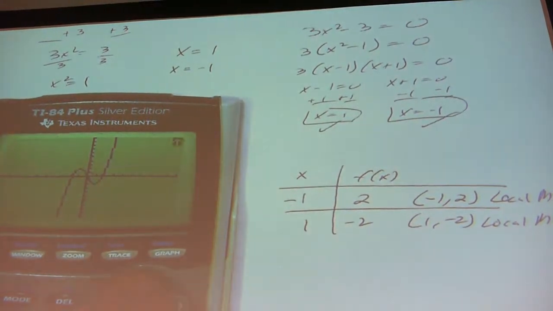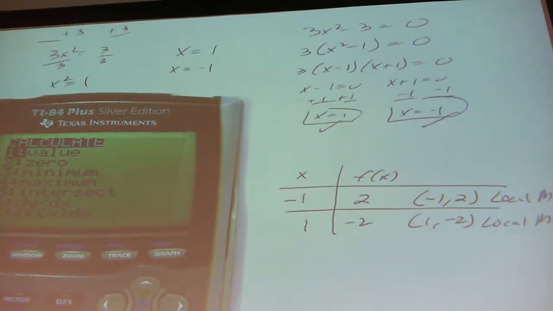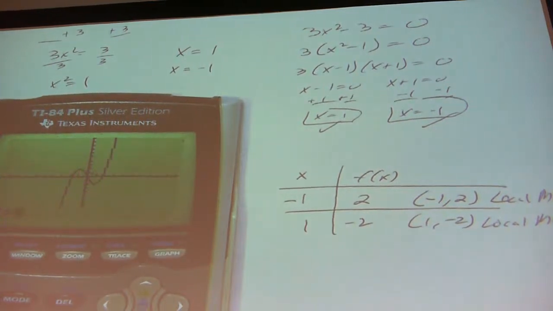Everybody hit second trace. When you hit second trace, choose number 1 for value. And what was the first number we found? Negative 1. Type in negative 1, and it will go right to it. It's blinking. So you can verify that's a max. Type in 1, enter. It will go right to it, 1, negative 2. So that's a great way to check your work as long as you have the graph. Are we okay? That's the big part about chapter 4.